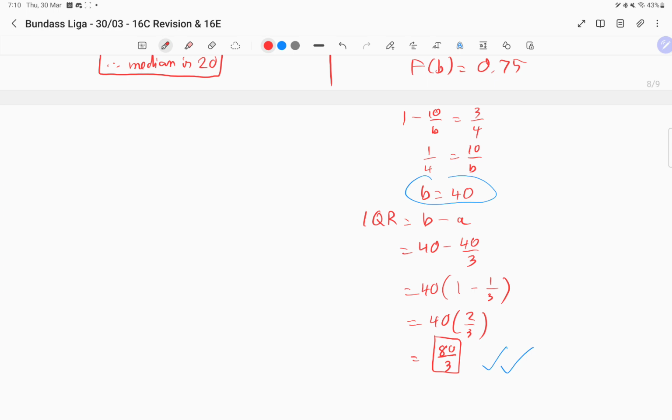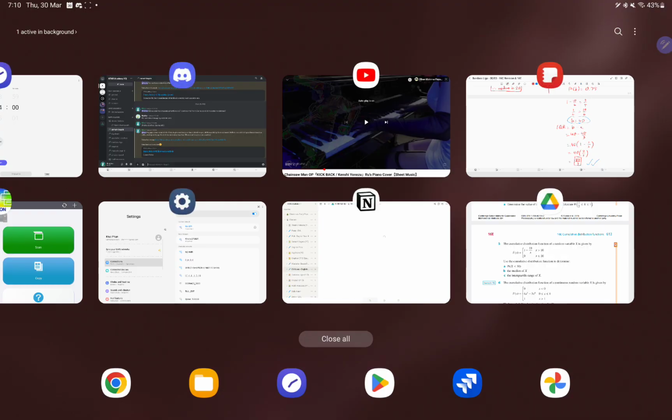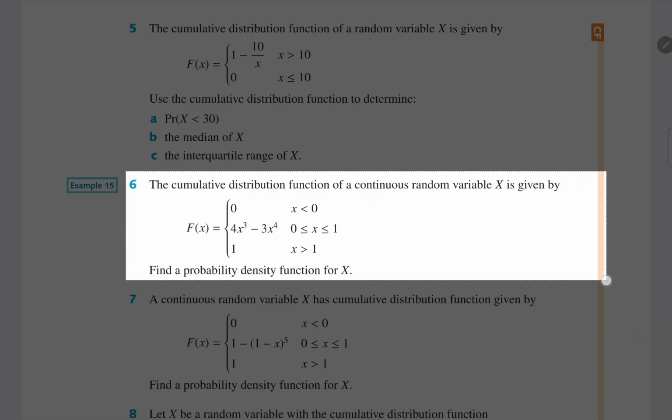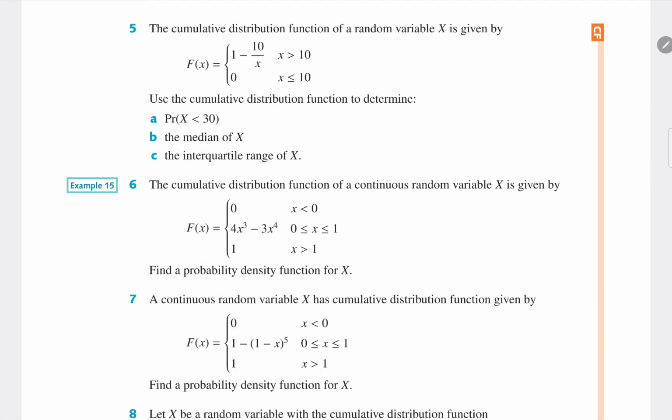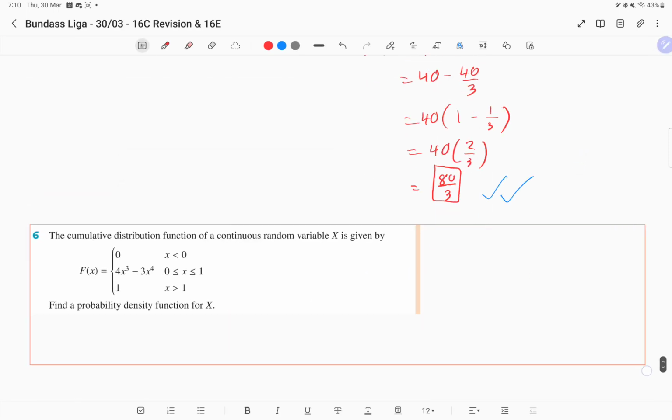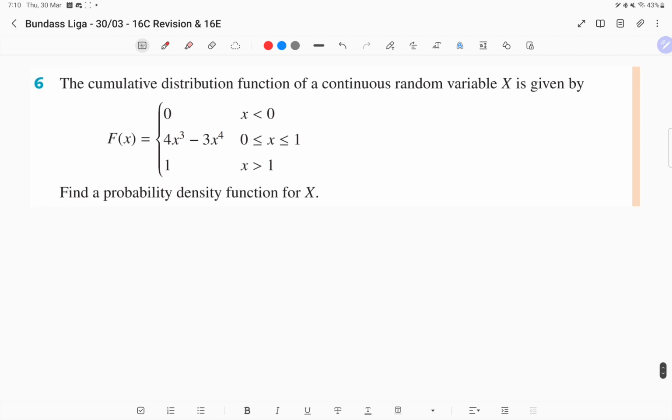Okay, did you get it? A over 3? Okay, all right. The next question is to find the PDF given the CDF. This one is not supposed to be difficult, but the tricky part is to know how to write the PDF in the piecewise function form. So that's the one that you need to practice. All right, try this one. Shouldn't be too difficult.